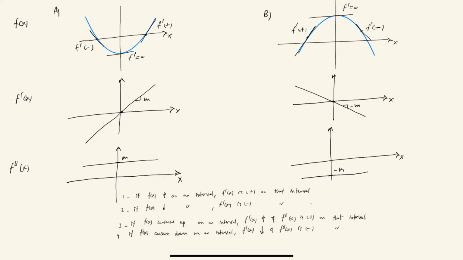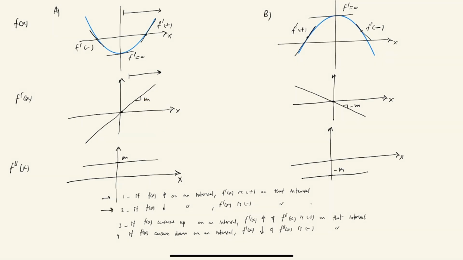So here are the rules on the bottom that we just derived. Let's see and apply them. For number one, if f of x is increasing on the interval, f prime of x is positive on that interval. So when we are looking into the function a, it's increasing from 0 to infinity. Therefore, the derivative is going to be above the x-axis on this section.